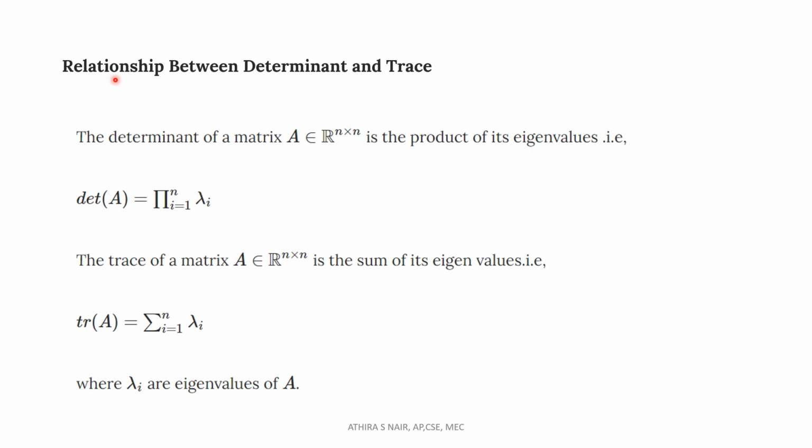And now we will see the relationship between determinants and trace. The determinant of a matrix is the product of its eigenvalues. That is, the determinant of A is equal to the product for i equal to 1 to n of lambda_i, that is, lambda_1 times lambda_2 times, etc., lambda_n. The trace of a matrix is the sum of its eigenvalues, that is, the summation of lambda_i, that is lambda_1 plus lambda_2 plus, etc., lambda_n, where lambda is the eigenvalue.